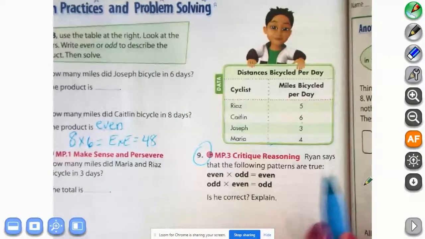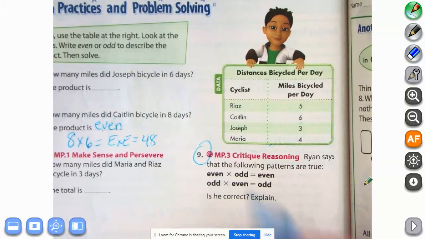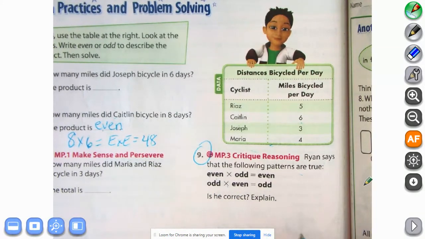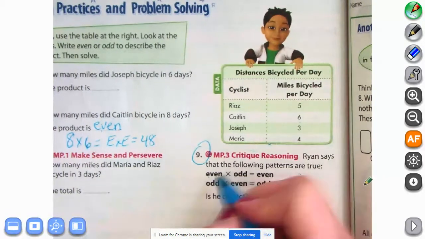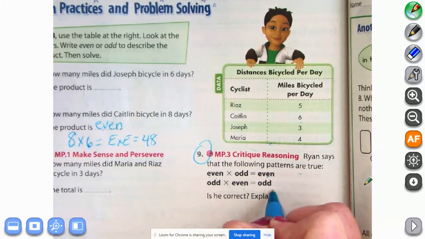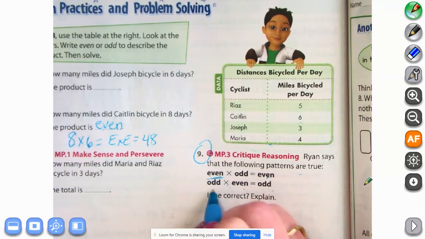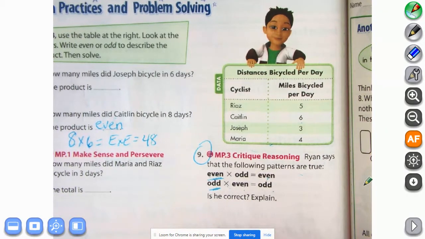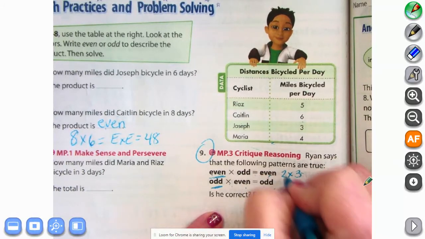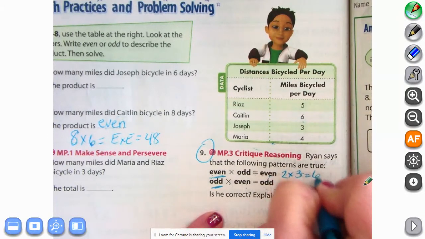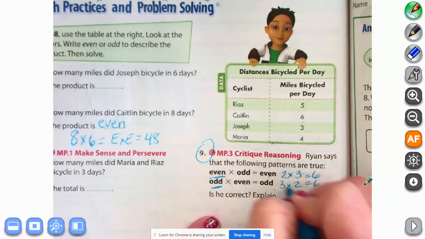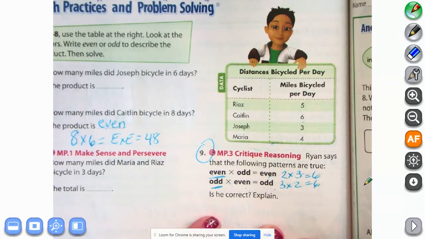Okay, number 9 says, Ryan says that the following patterns are true. Even times an odd equals an even, and odd times an even equals an odd. Is he correct? Explain. Okay, let's look at that. So he's saying that whichever one is first is how the product is going to be. Is he correct? Let's do an example. 2 times 3, 2 is even, 3 is odd, equals 6, which is even. And 3 times 2 equals 6. Odd times even equals even. Is he correct?